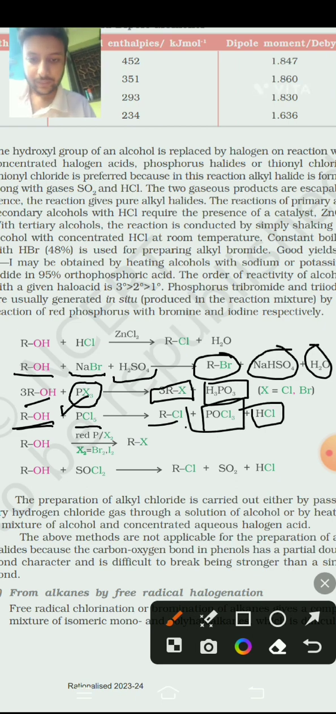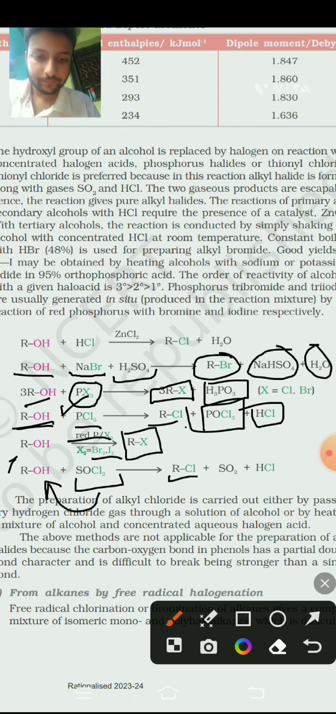Okay. Also, if you use red phosphorus and a halogen, the halogen must be Br2 or I2, here it is written, you will also get a haloalkane. And the last one is very important. This is thionyl chloride. If you mix thionyl chloride with alcohol, it will give you a haloalkane, and sulfur dioxide and hydrochloric acid as byproducts. Clear? Okay.